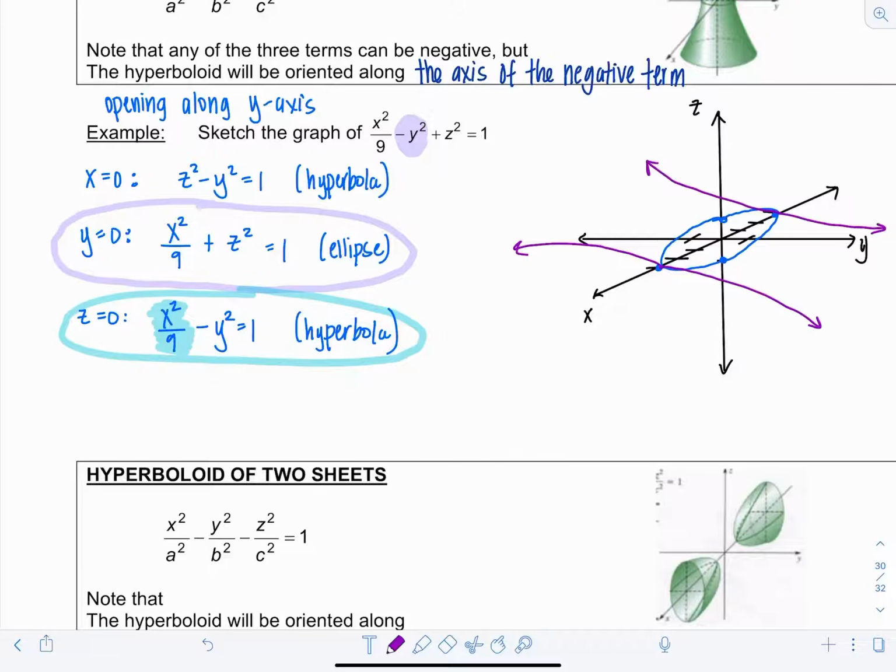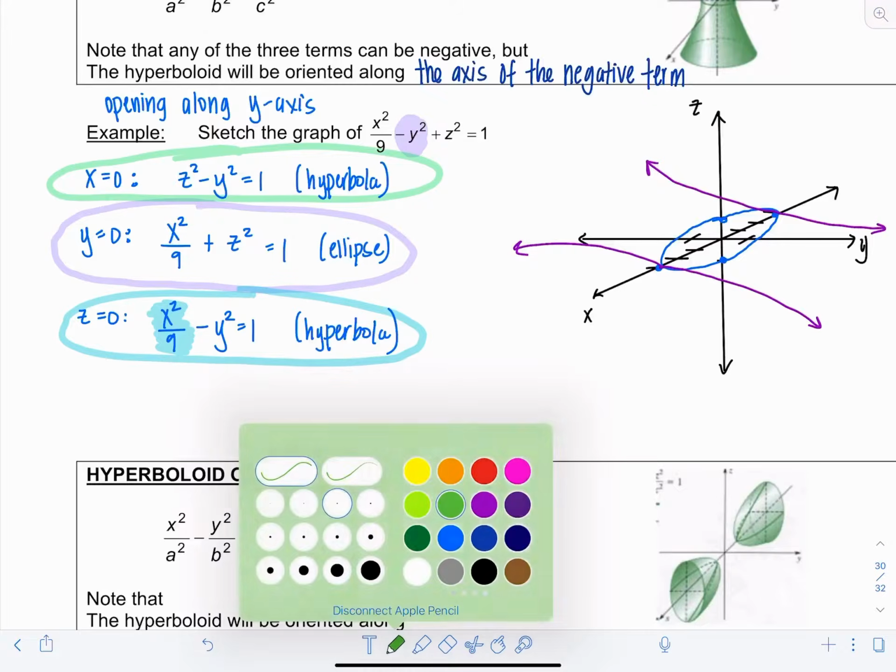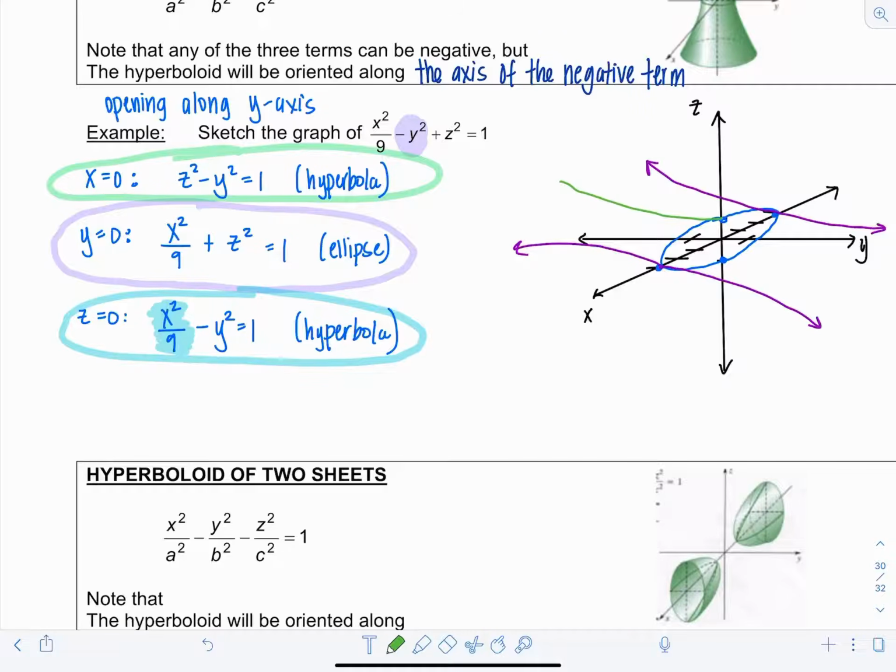And then lastly, I'm going to draw this trace here, z squared minus y squared equals 1. So that's a hyperbola. That one's going to be opening along the z-axis, and it's going to be in the yz plane. So I'll do it here. It's kind of straight on. This is the very top part. For perspective purposes, it's a little tricky. And then this one is at the very, very bottom. So you can't really see that part maybe.